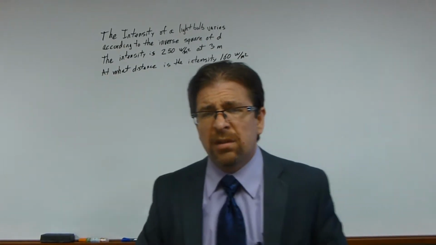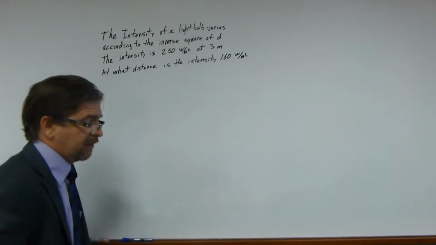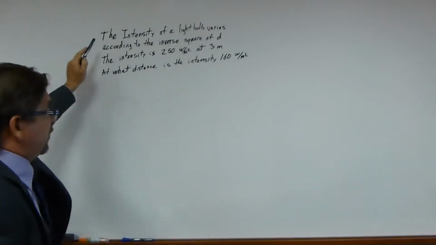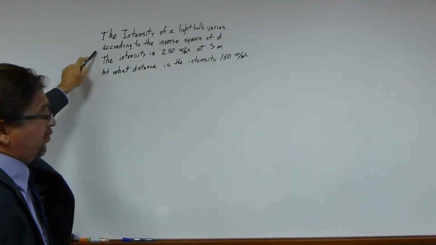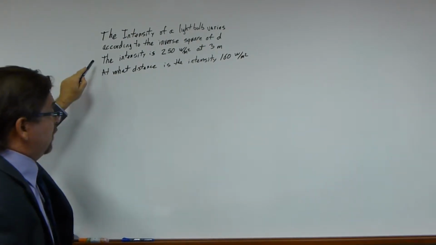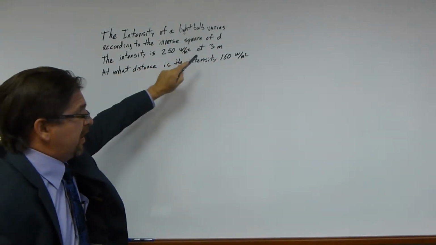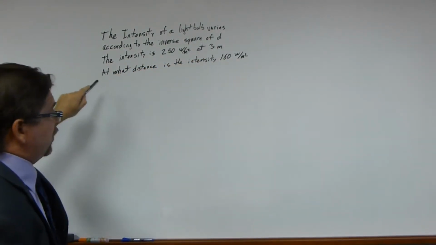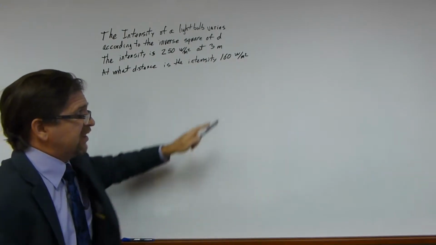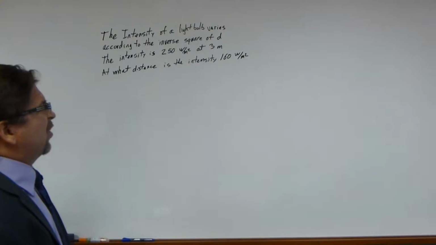In this problem, we're going to look at the intensity of a light bulb. The problem given is: the intensity of a light bulb varies according to the inverse square of D, D being distance. The intensity is 250 watts per meter squared at 3 meters. At what distance is the intensity 160 watts per meter squared? Okay.